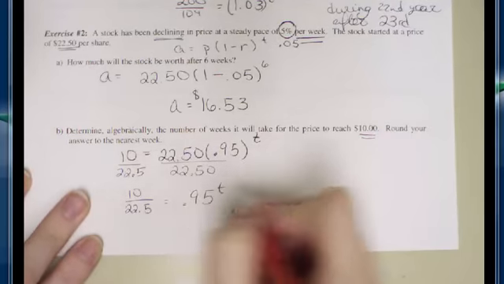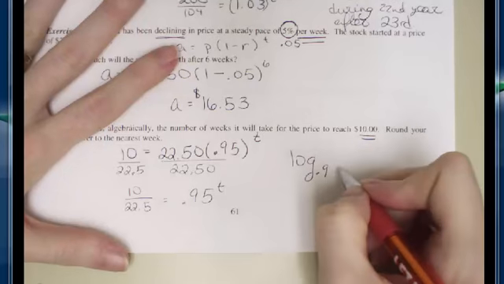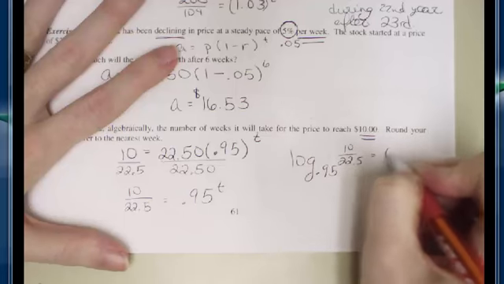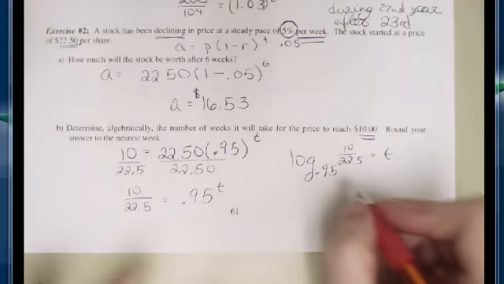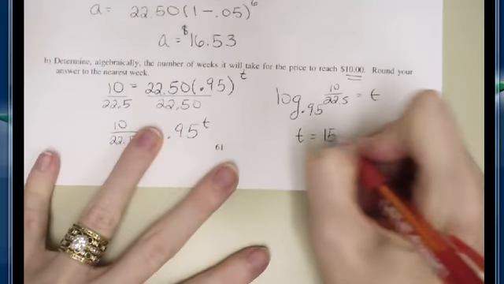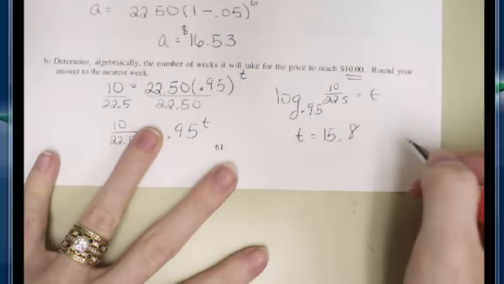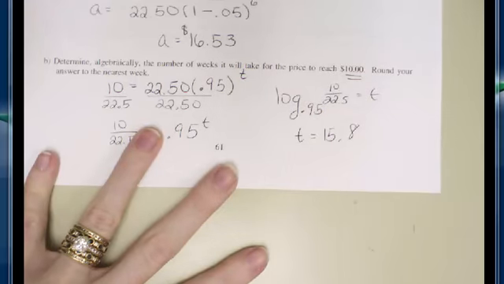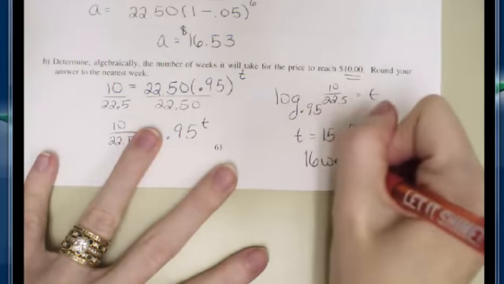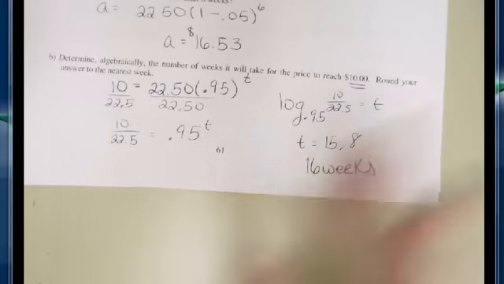Variables in the sky, so at this point I say, okay, I have to take logs. So log base 0.95 of 10 over 22.5 equals t. You're going to plug that in. You get t equals 15.8. So in 15 weeks, they won't be exactly at 10. So then, round your answer to the nearest week, it's going to take 16 weeks to get down to $10.